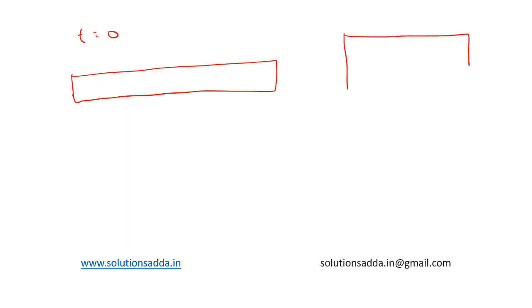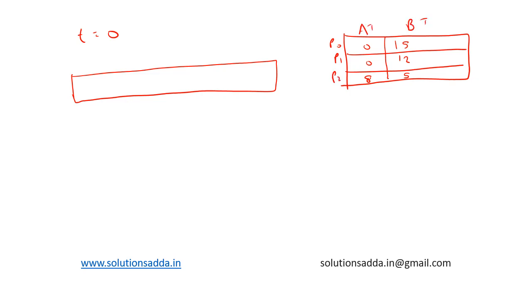Now we move on to the other option, that is T equal to 0. For T equal to 0, the table would be as follows. Both processes P0 and P1 arrive at time t equal to 0, and the third process comes at time 8, and the burst times are 15, 12 and 5. P0, P1, P2 are the arrival times. This is the burst time.